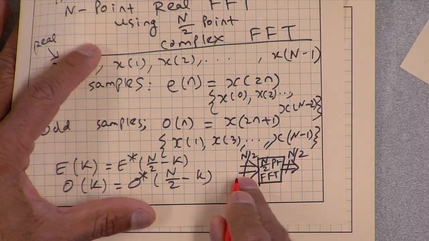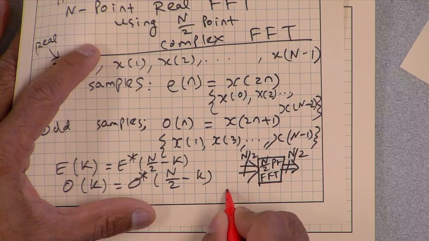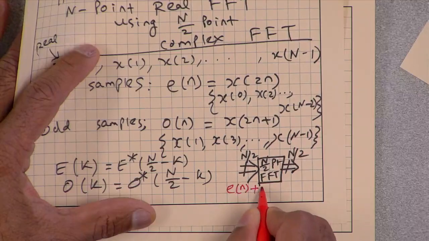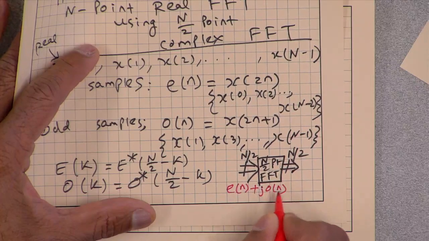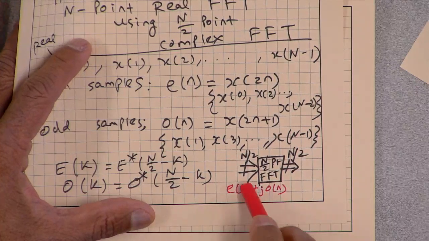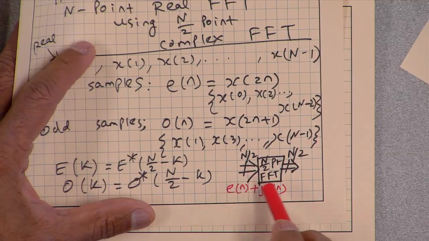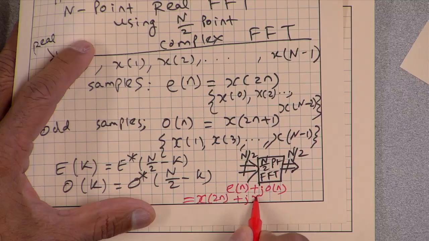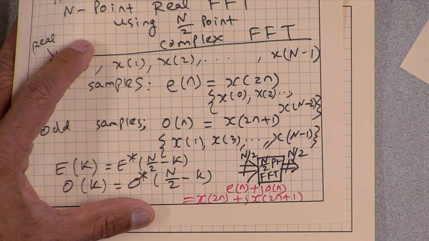So this n by 2 point input is En plus j times On. We have n by 2 point even samples and n by 2 point odd samples, which I can then say as x2n plus j times x2n plus 1. Those are the n by 2 point complex numbers.